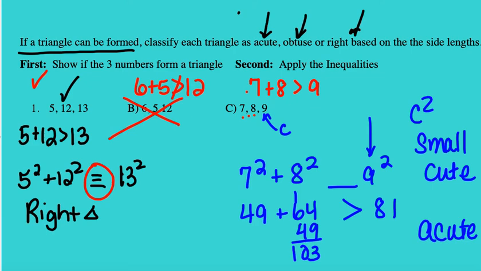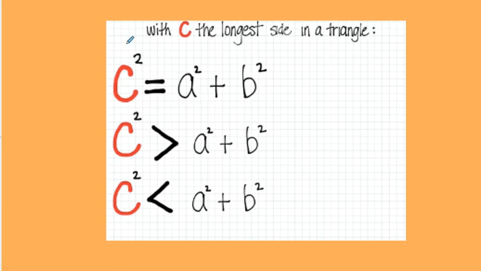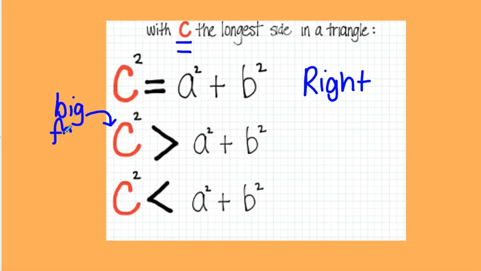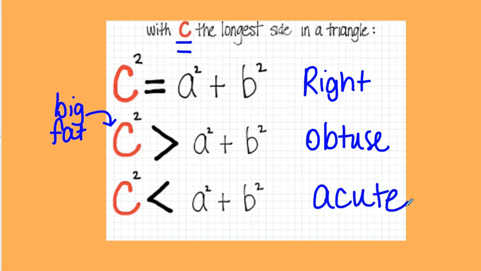All right, so now the video is going to ask you to try one on your own, okay? All right, so just to recap. If c squared equals a squared plus b squared, and c is always going to be the longest side, then it would be a right triangle. If c squared is greater than a squared plus b squared, so c is big and fat, it would be an obtuse triangle. And if c squared is less than a squared plus b squared, it would be an acute triangle. All right, guys, hopefully that's a nice, quick, easy idea for you to understand.